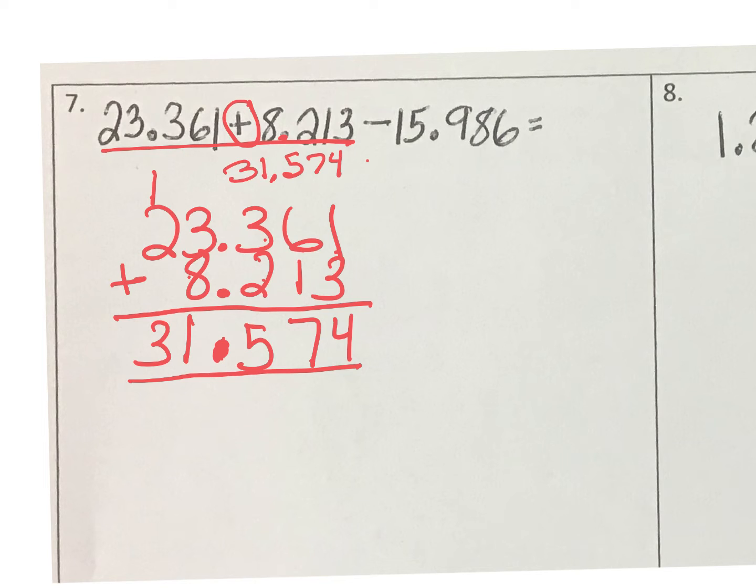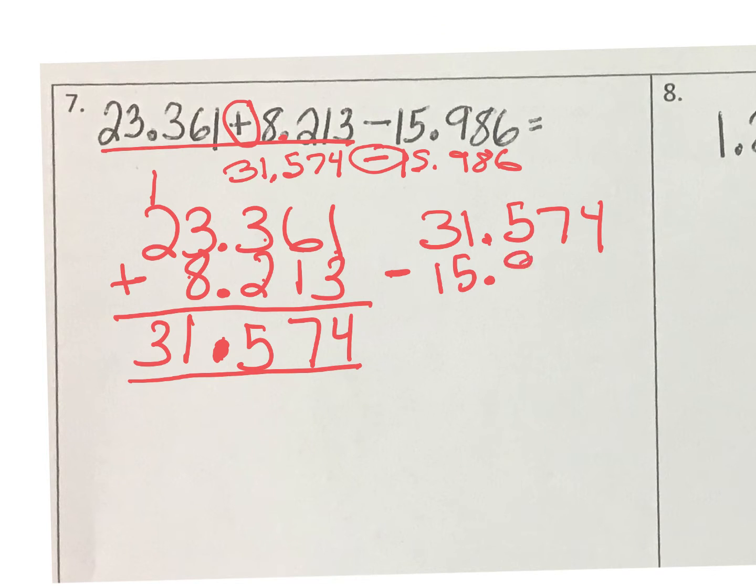31.574. And then I bring down this, which is 15.986. So now I come over here and I do 31.574. And I'm subtracting it, always being careful to make sure I get the right operation, by lining up my decimals. It's going to be 15, and then 9, 8, 6.